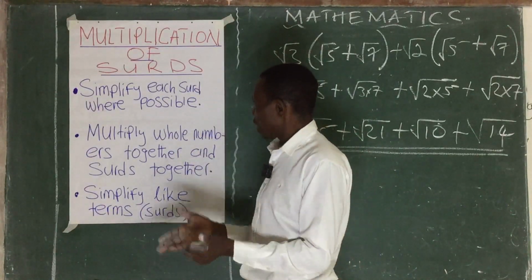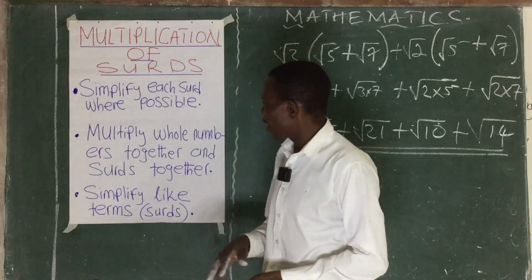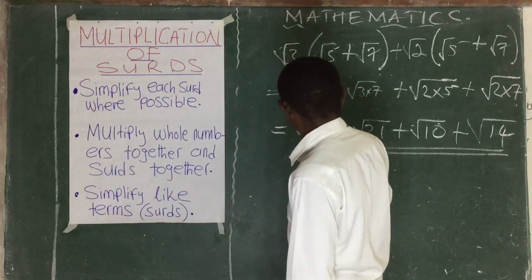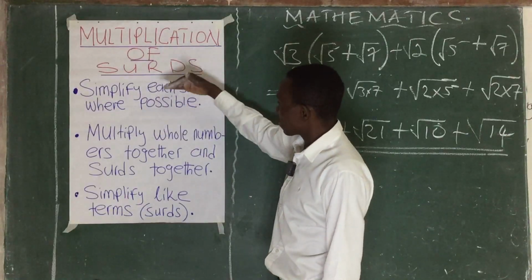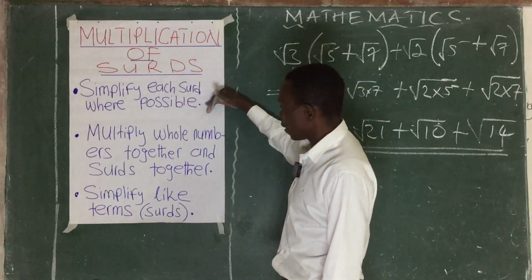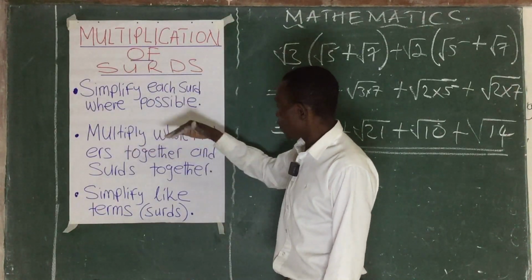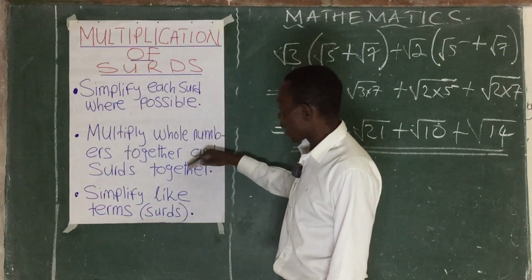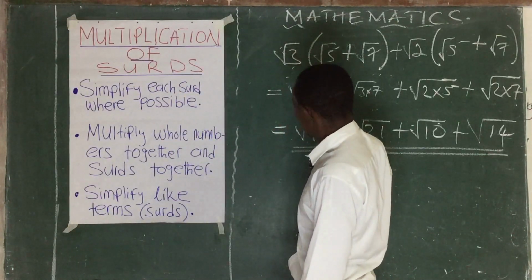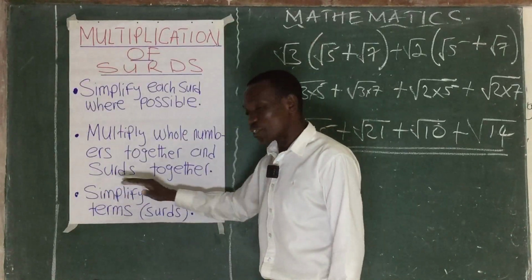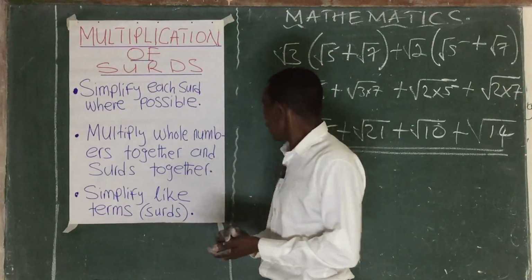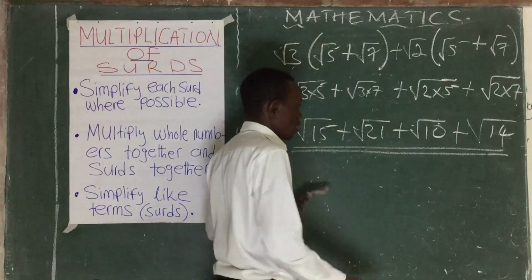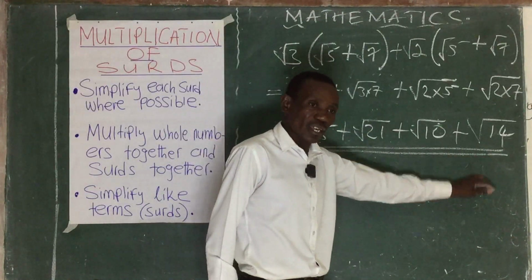Either it be a word problem, sometimes a direct problem, but where they emphasize the multiplication, please consider step number 1, simplify each surd where possible. If you cannot, leave it as it is, then multiply the whole numbers together and surds together. I think you can be able to check what we've been doing here. And lastly, simplify the like surds if possible they are there. If not, just leave the answer as such, as we have done in example 2.